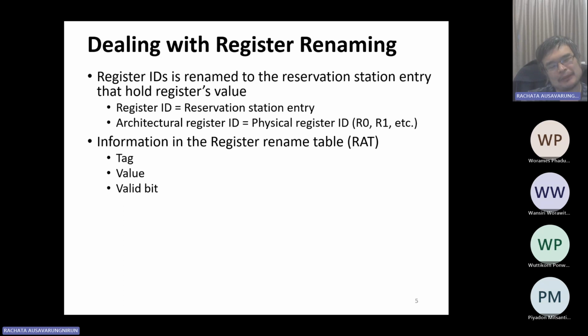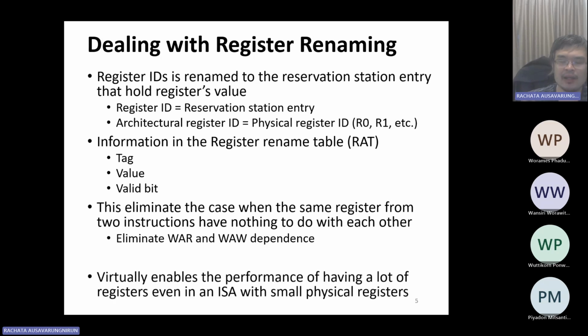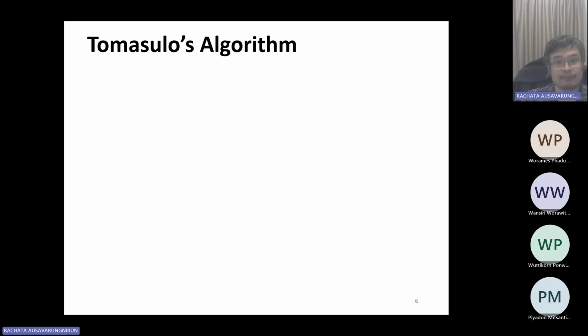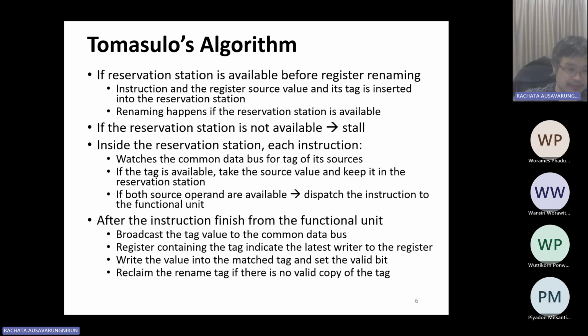Basically, go back to the midterm and look back at the question about out-of-order execution, and that's the overhead right now. But there's a lot of benefit here. It's good because it eliminates write-after-read and write-after-write hazards. And it virtually enables the performance of having many more registers, even though the ISA only supports a few physical registers. We talked about the Tomasulo algorithm, which we're not going to go into the details of. This is just a quick recap. So if you want to review, the slides are there.